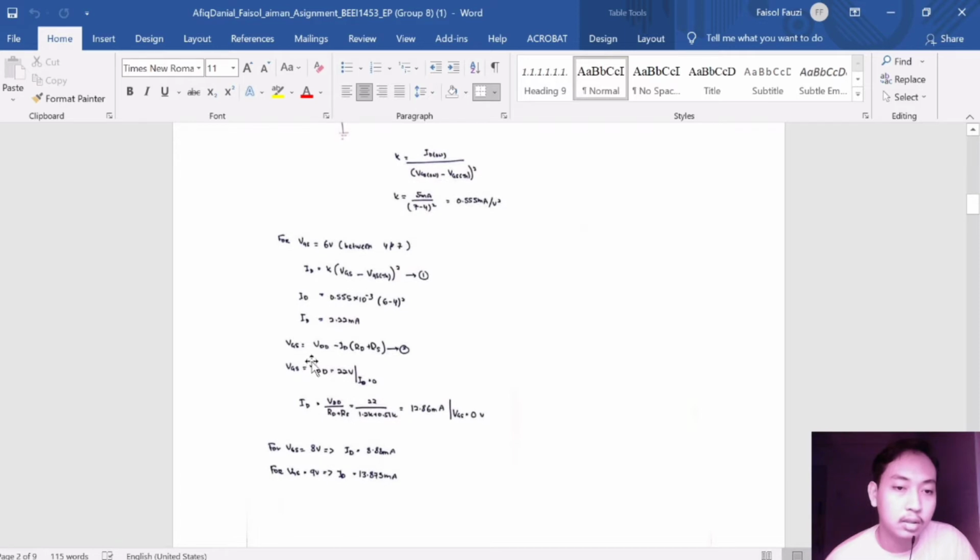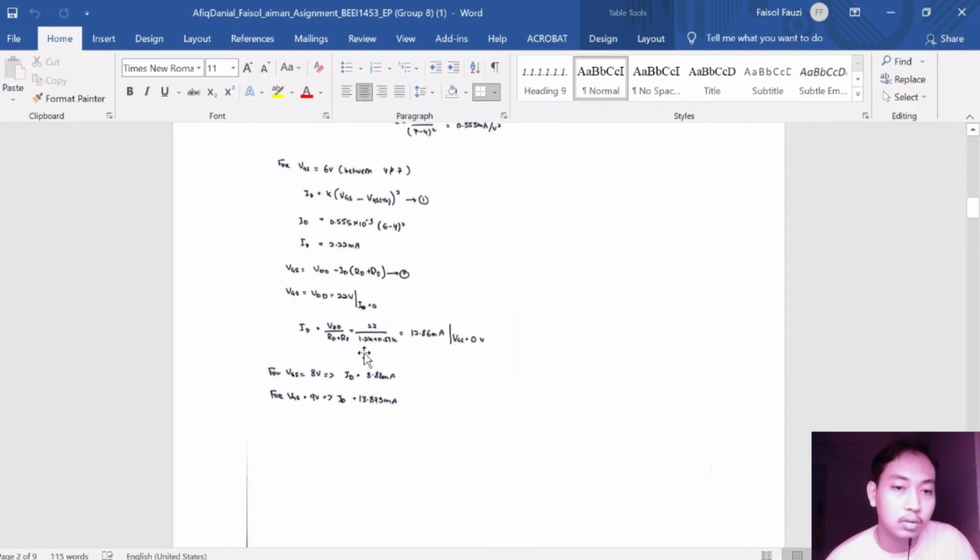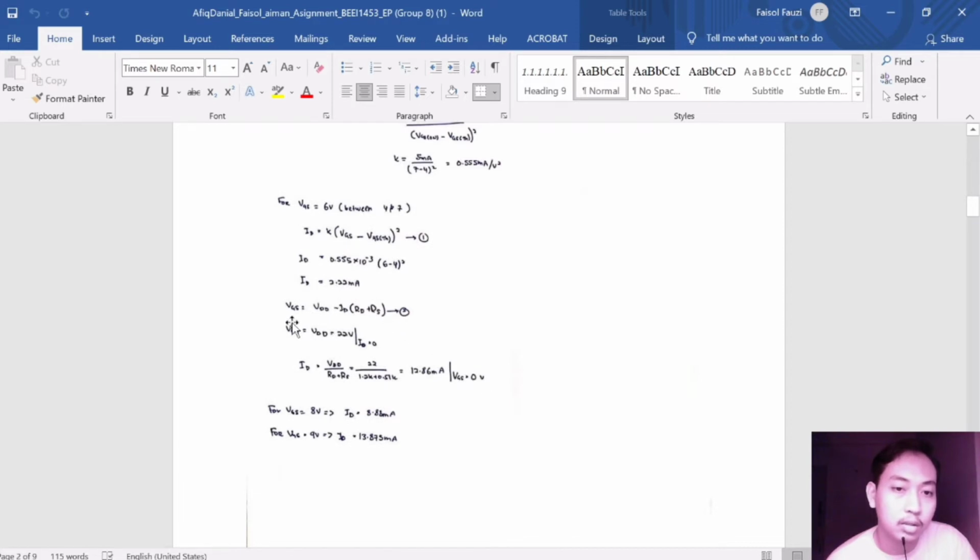So VGS equals VDD minus ID multiply RD plus RS. So I get VGS equal to 22 volt when ID equals 0. So ID equals VDD over RD plus RS. So I get ID equal to 12.86 milliampere when VGS equals 0. So these two values are for the network bias line.